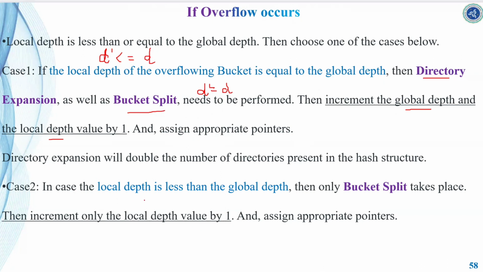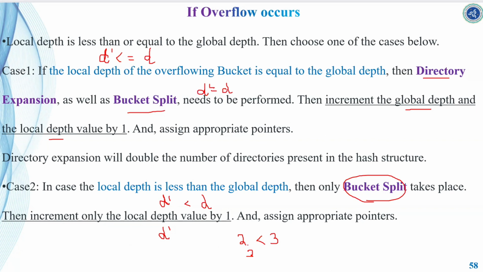So the next case is that the local depth, D prime, is less than the global depth, D. If that is the case, then we have to do only the bucket split. Okay, no need to do the expansion. Only the bucket split will take place, and you increment only the D prime value, that is the local depth, by 1. So if the local depth is 2 and the global depth is 3, 2 is less than 3, then that is the case. Then you have to increment the local depth D prime by 1. So here it will become 3.